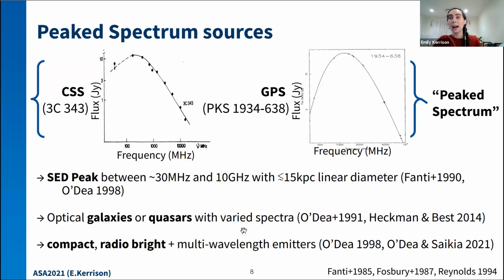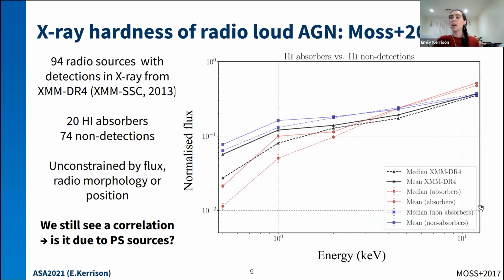But as I said, Vanessa Moss's work was just about the only one that I can find that didn't select its sample to be peak spectrum from the outset. So in that, there were 94 radio sources which had all previously been searched for H1 absorption and which were collected from the literature. And these all also had detections in the X-ray from XMM-Newton's data release 4. Of these, 20 were known to be H1 absorbers and 74 were non-detections. And as you can see from this figure on the right, the known absorbers, for which the median flux value is shown in red, definitely have more soft X-ray absorption than do the non-absorbers shown in blue.